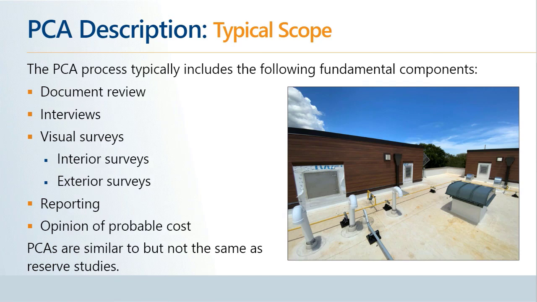The OPC, or Opinion of Probable Cost, is a cost table document that includes repair recommendations, estimated costs for recommended repairs, and maintenance items, as well as a timeline for when remedial action is required. This document is often the most important, or perhaps the better way to say it, the most influential aspect of the PCA process.